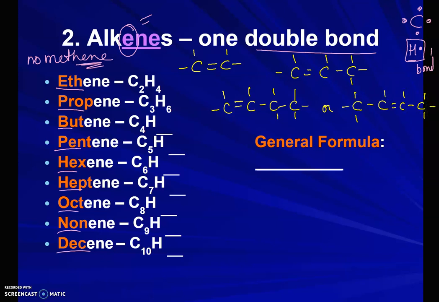Are there the same number of hydrogens on each one? Let's count. 1, 2, 3, 4, 5, 6, 7, 8. 1, 2, 3, 4, 5, 6, 7, 8. Yes, there are the same numbers on them. So what's the difference between these? If you number your carbons, carbons 1, 2, 3, 4, the double bond is going between carbon 1 and 2 here, and here the double bond is going between 2 and 3. So these are isomers of one another.